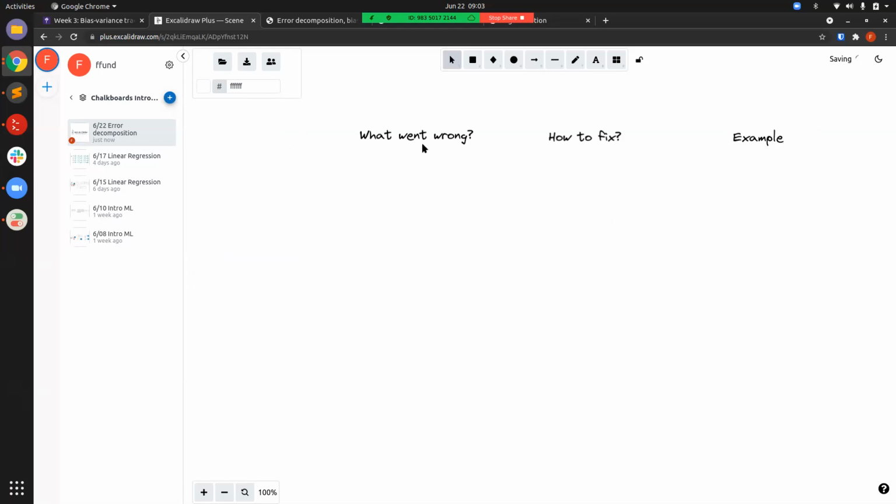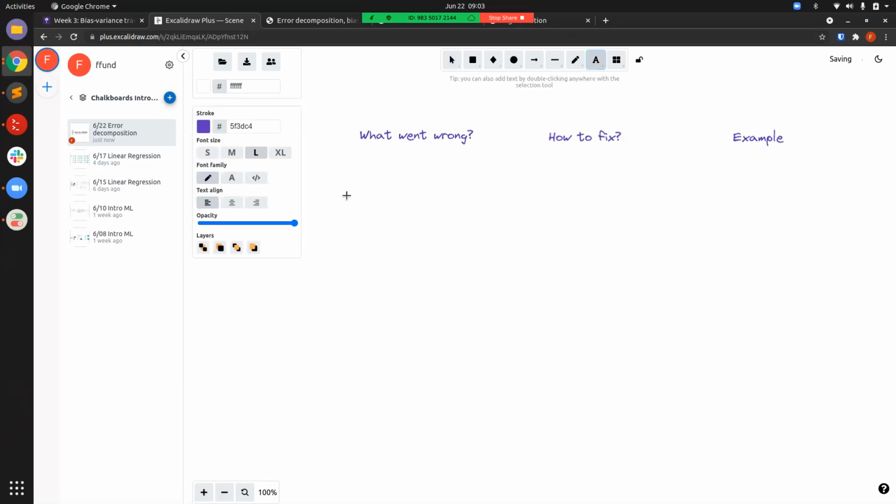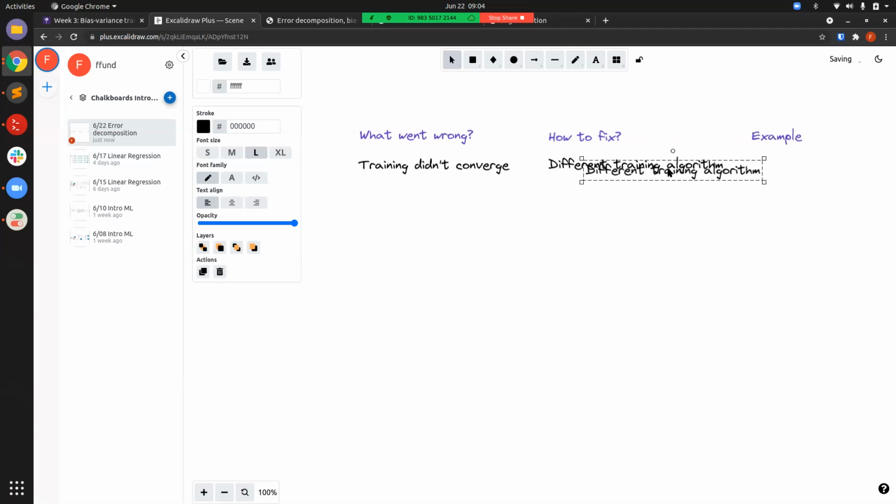For example, I'll give you one answer. Okay. So maybe what went wrong is maybe the loss surface was not so great and our training algorithm didn't converge. And we might fix that by, let's say, using a different training algorithm, for example, one that varies the learning rate in a different way. And as an example of when we saw that, we can mention last week's notebook with collinear features.